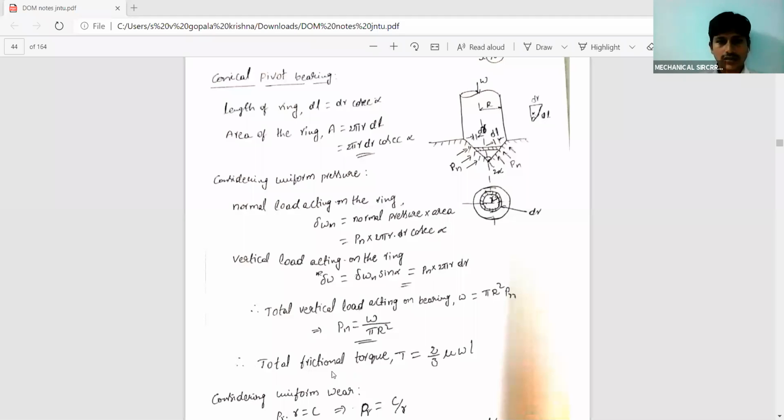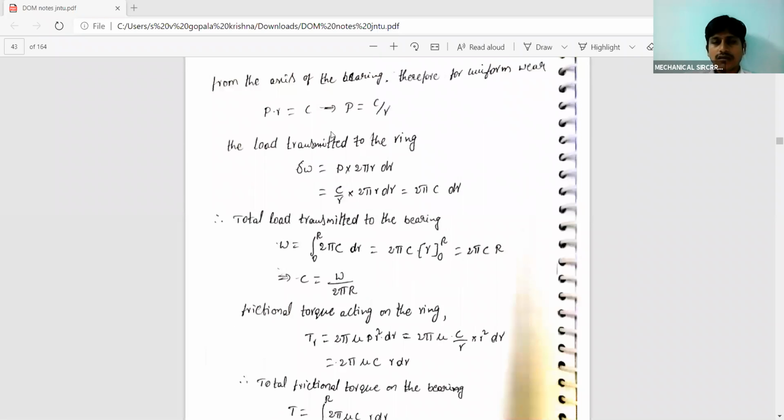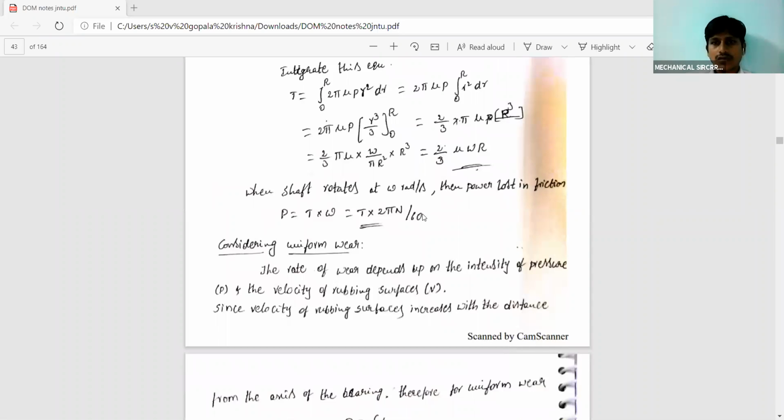So directly they are also substituting here. That is our total frictional torque T equals 2/3 mu W R L. How do we take the 2/3 mu W L? In the earlier derivation, just observe that frictional torque value. That is 0 to R, but here the same value will be substituted.